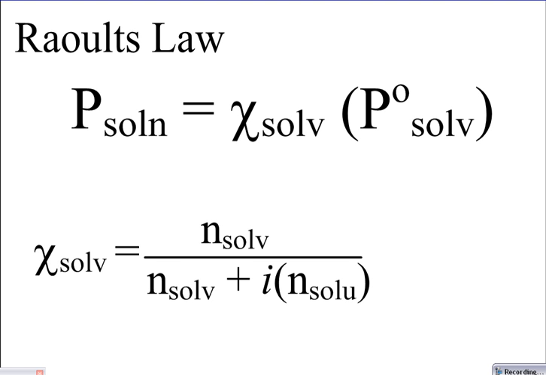Raoult's law comes very close, or solutions come very close to being ideal solutions, if they are dilute. However, when they are more concentrated, you have more particles in solution, and there are more possibilities of dimers forming.